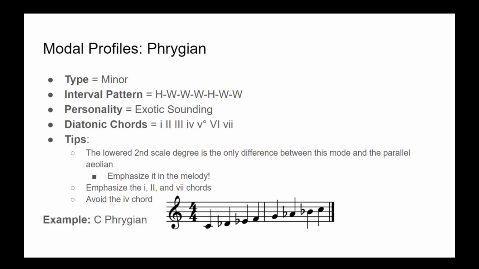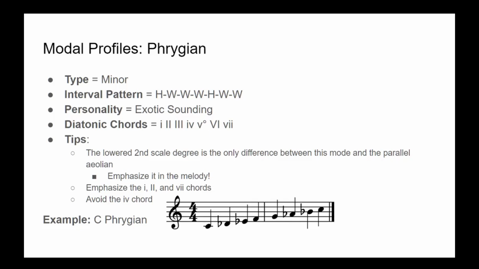Now, because the Phrygian mode is so closely related to the minor scale, it's easy for the listener's ear to mistake it for the Aeolian mode. So to make sure that your chord progression sticks out as Phrygian, emphasize the minor 1 chord, the major 2 chord, and the minor 7th chord.